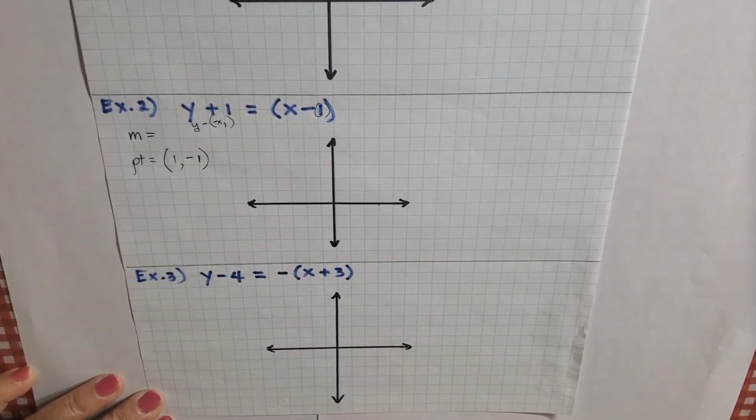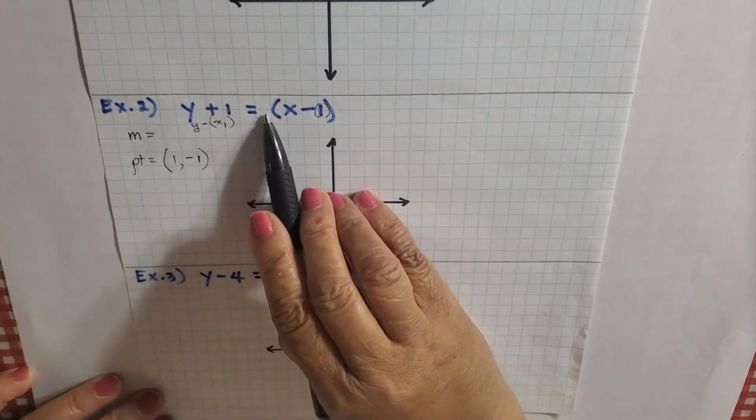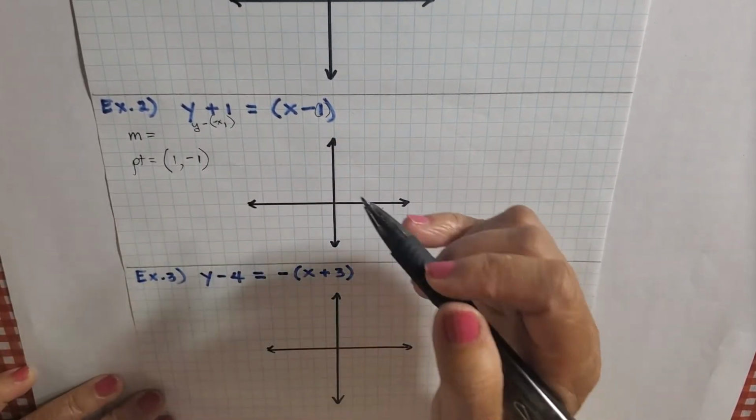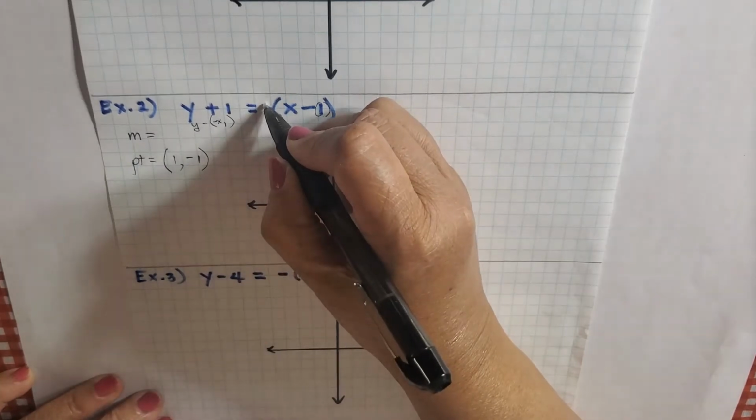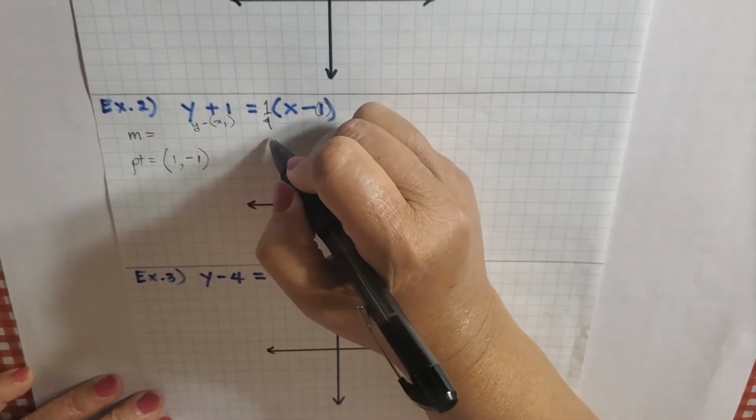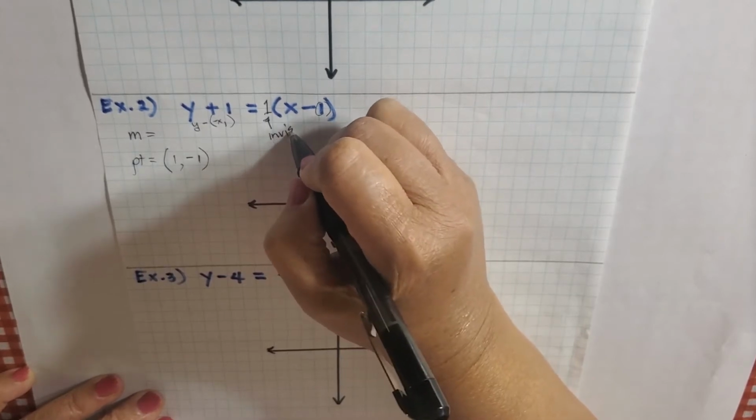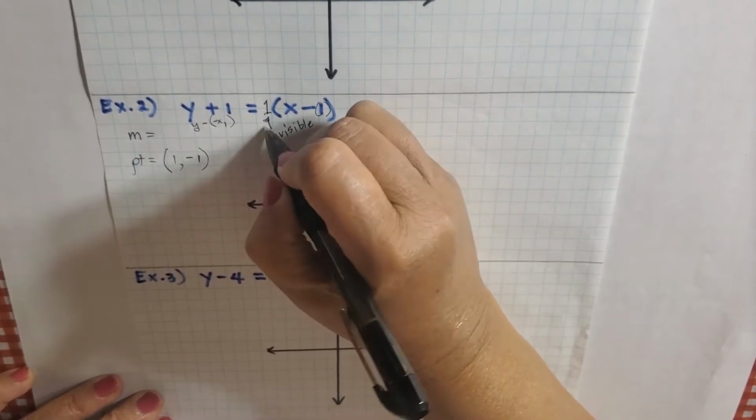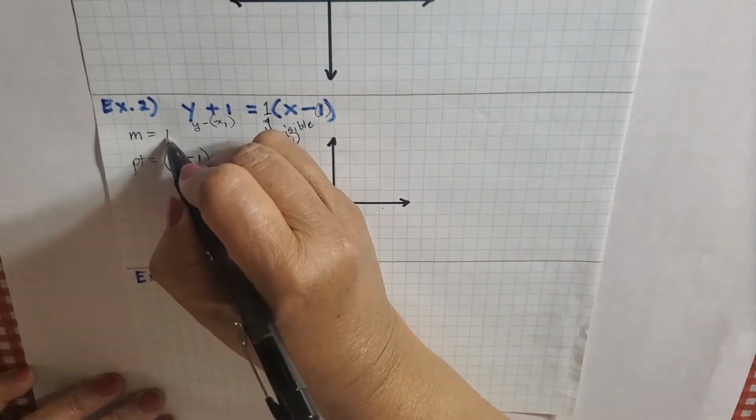Make sense? Okay, the slope is the number in front of the parenthesis. There's no number, so therefore there is an invisible 1. So your slope is a positive 1.